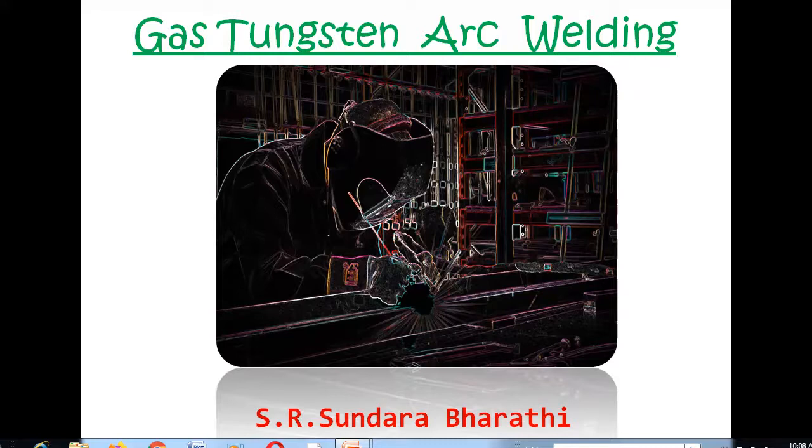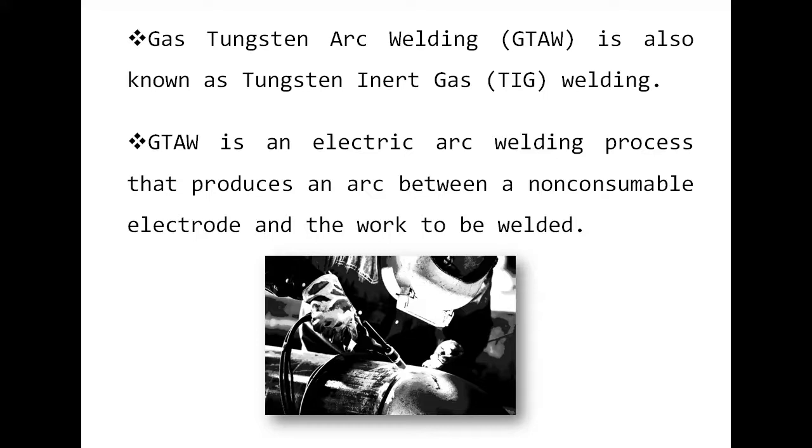Gas tungsten arc welding is one of the fusion welding processes. GTAW is also known as TIG, tungsten inert gas welding. In this process, the electric arc is produced between a non-consumable electrode and the workpiece. Here, tungsten acts as the non-consumable electrode.